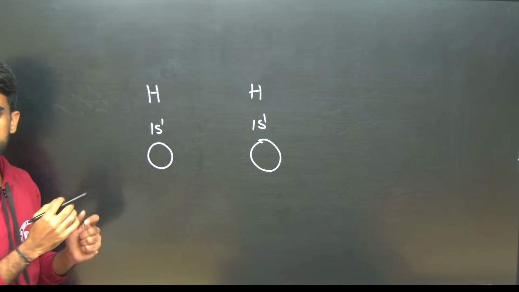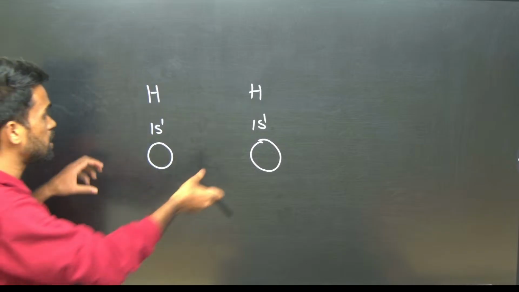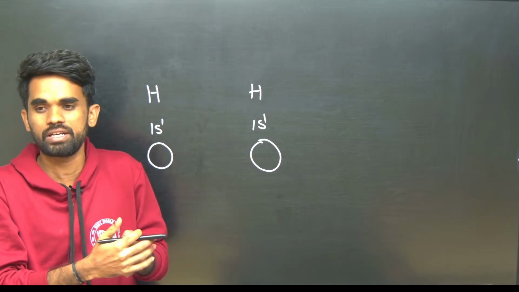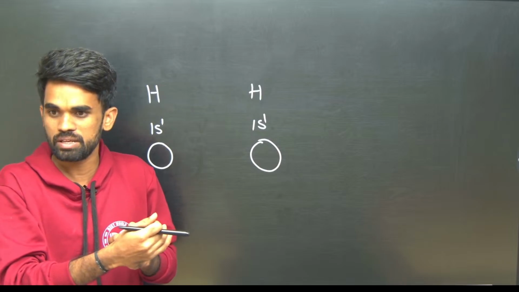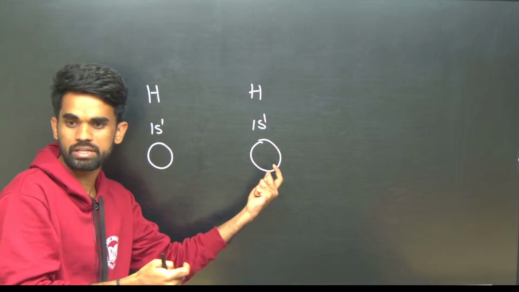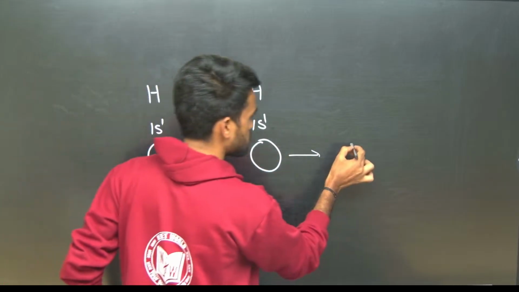There is a concept called overlap now. What do we mean by overlapping? The partial interpenetration of these two atomic orbitals. What do we mean by partial interpenetration? Interpenetration means this will penetrate into this orbital or this will penetrate into this orbital. So they will merge into each other, something like this.